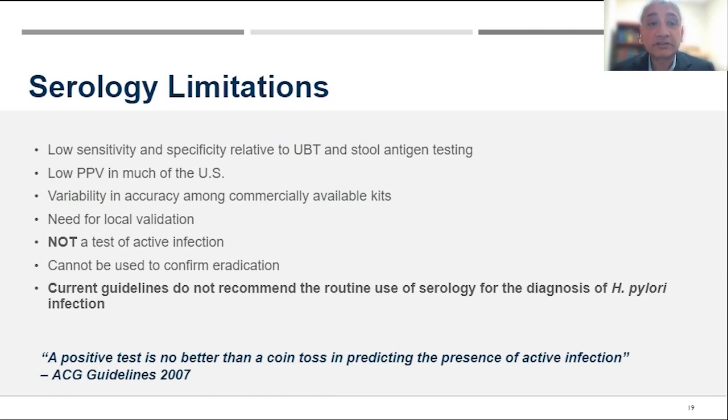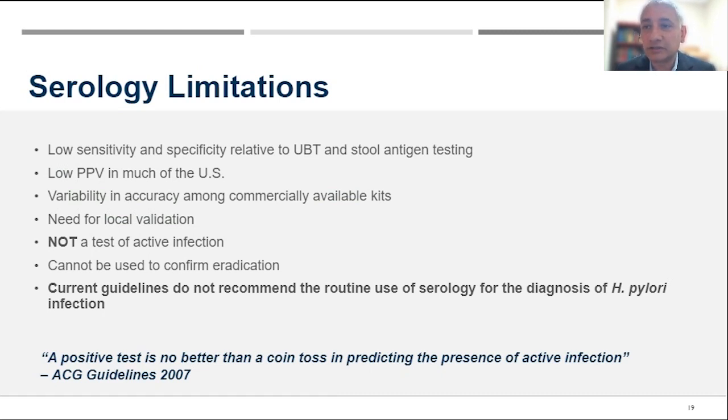So the limitations of serology then are that the sensitivity is lower than the alternatives, as is the specificity. The more telling metric, however, is the positive predictive value. And across much of the United States, serology has a low enough positive predictive value that it's no more accurate than a coin toss. And that phrase was used by the American College of Gastroenterology guideline in 2007. There's significant variability in accuracy in the commercially available kits. And this points to a need for local validation.